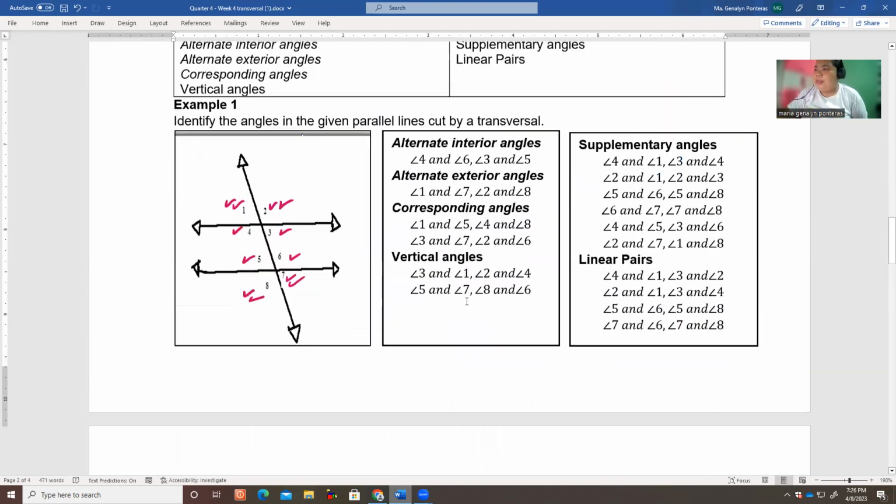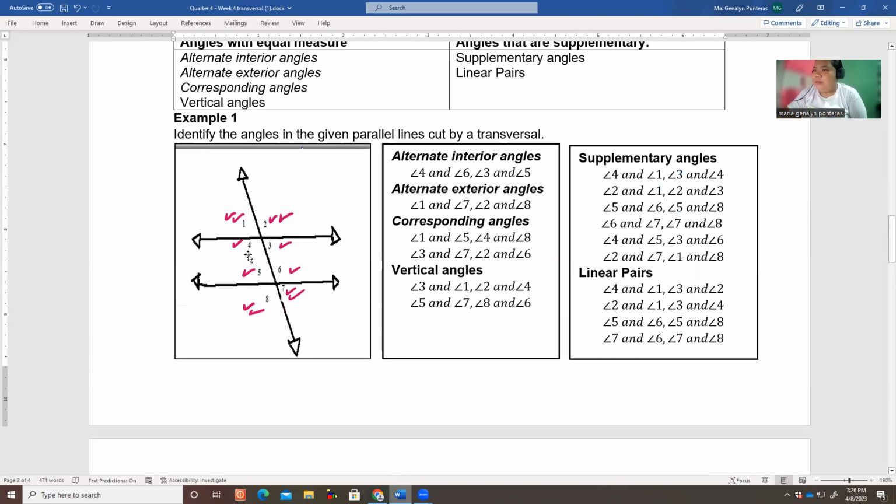Now, for linear pairs, you have 4 and 1, 3 and 2, 5 and 8, 5 and 6, 8 and 7. I would also like to add angle 4 and 5, angle 3 and 6. These are linear pairs also.